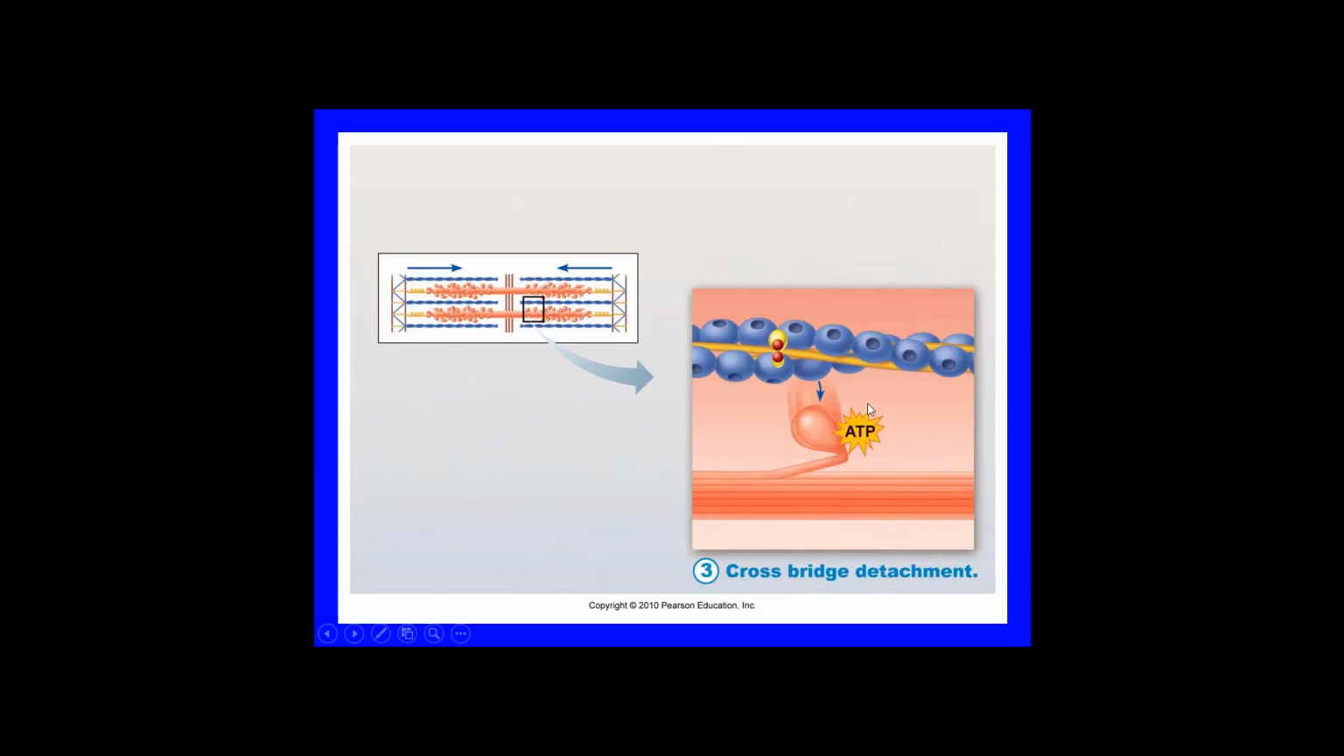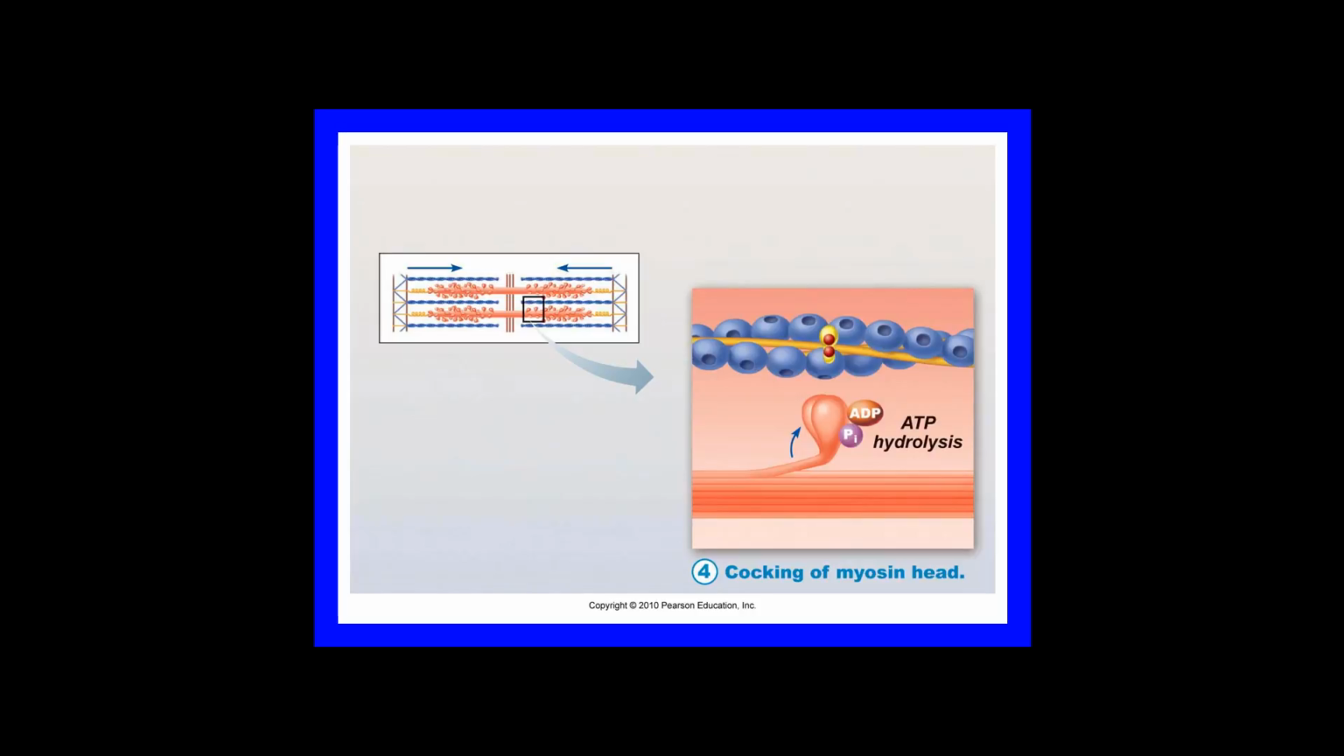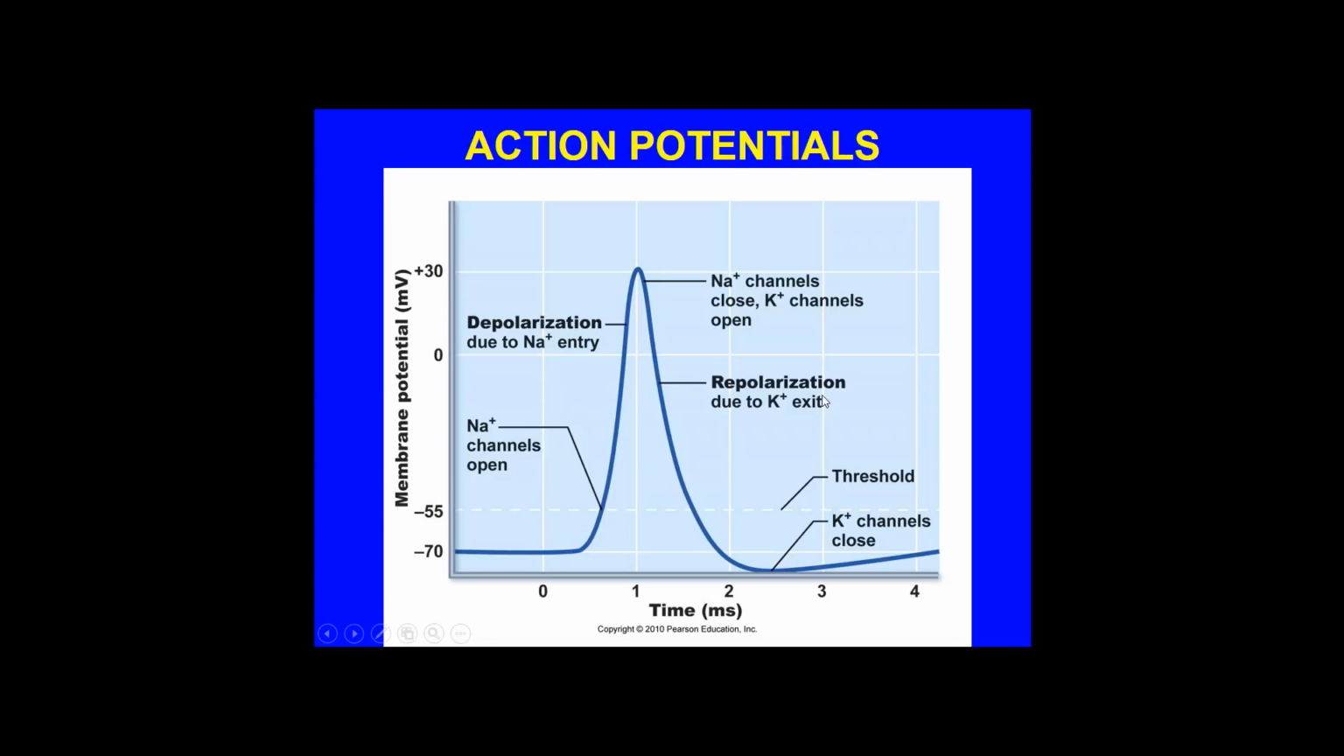How do we detach it? ATP will now attach to the myosin head. It will pop off. Notice it's still in a semi-cocked position. It has to be ready to do this again. How do we get it to reset itself? By hydrolysis of the ATP. So now it's ADP with inorganic phosphate ready to bind again to another actin subunit.